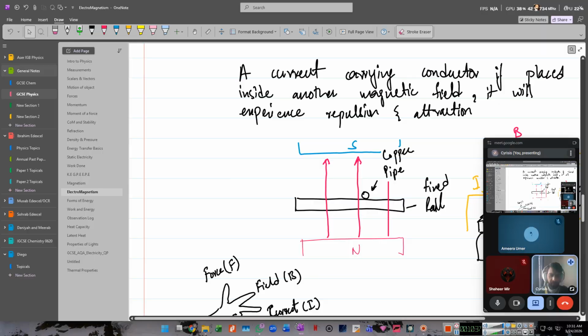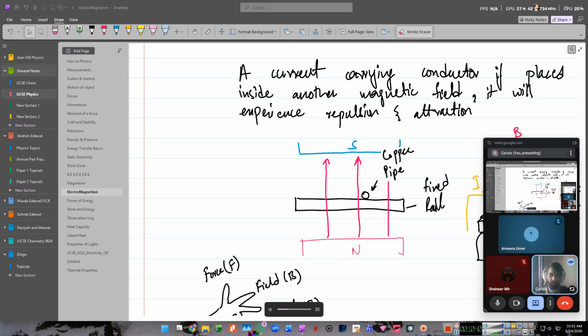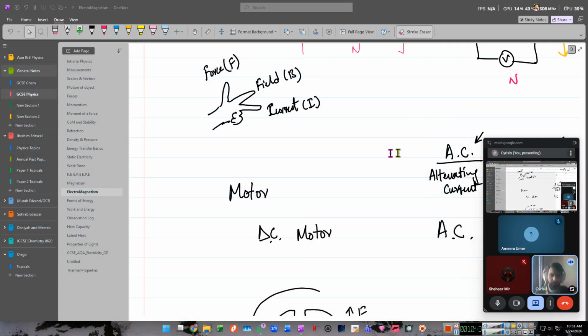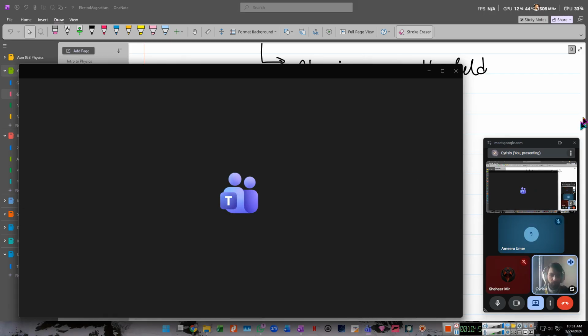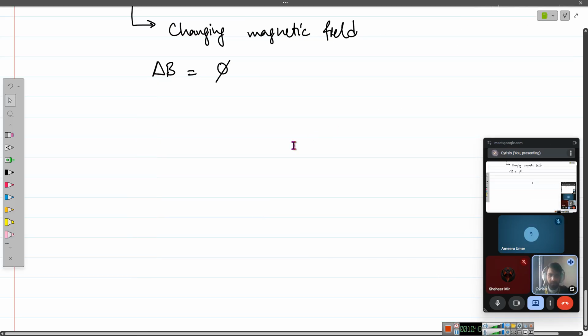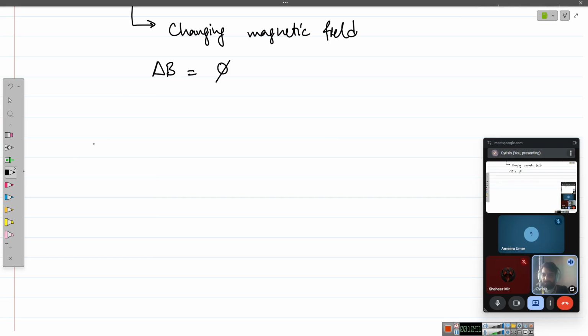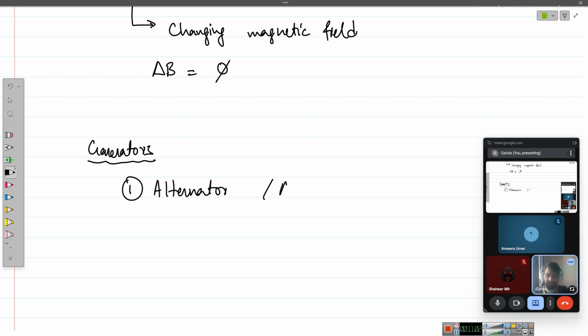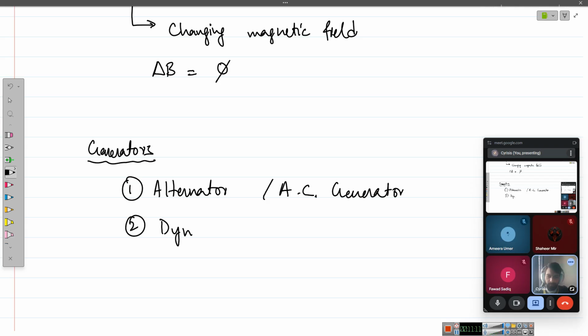So we're going to put it over here in the box, where we were talking about the motor effect. In the transformer, while we're talking about induction, we'll say that we have two types of generators. Number one is an alternator, which is an AC generator. And number two, we have a dynamo, and that's a DC generator.